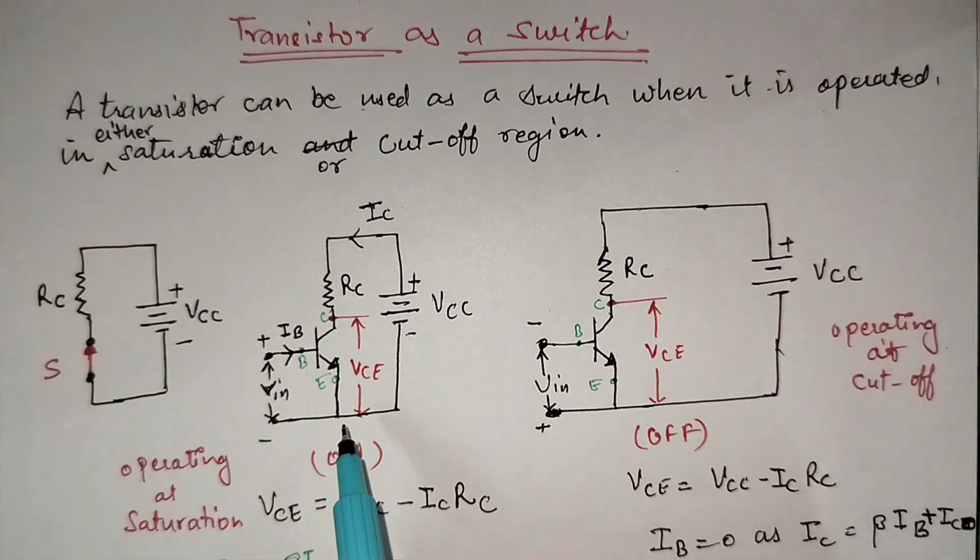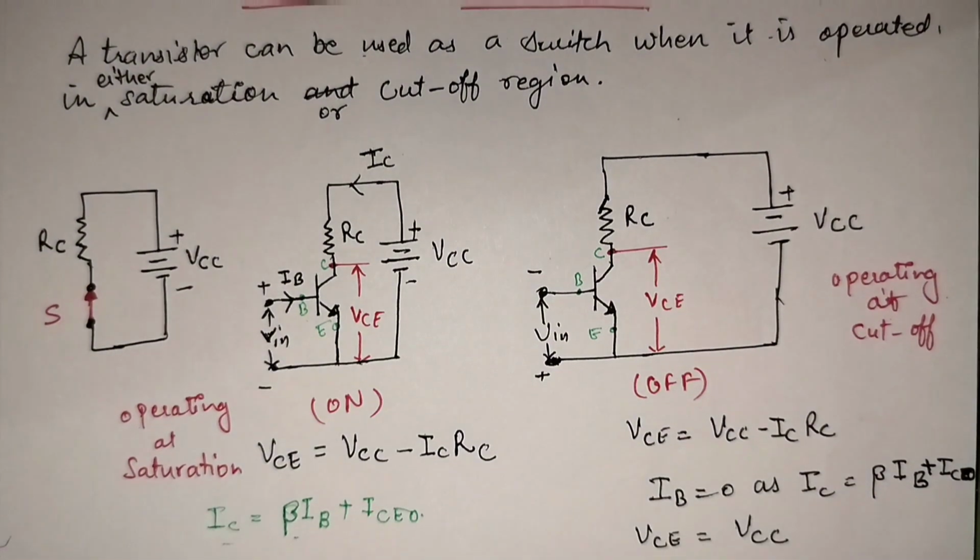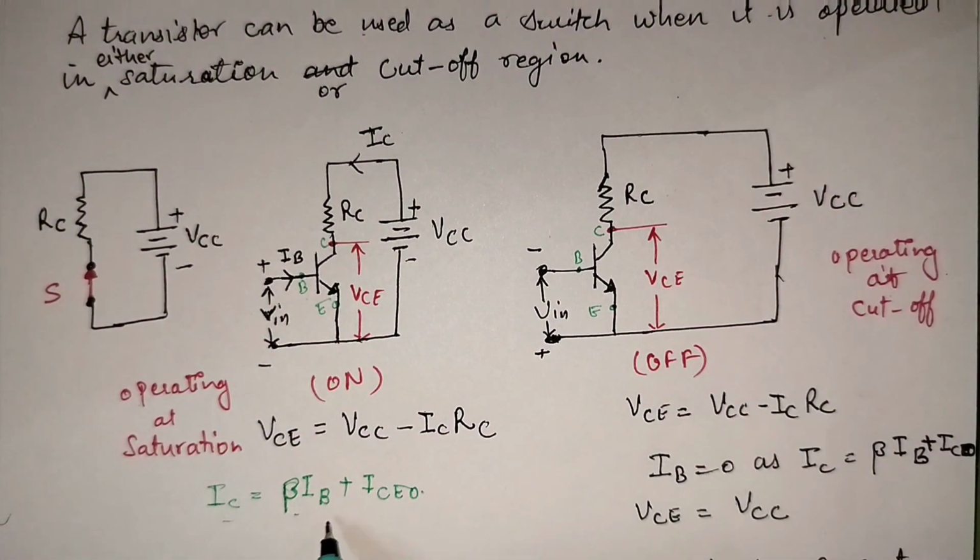Here we have used a common emitter configuration. In case of common emitter configuration, the collector current equation is this: IC equals beta IB plus ICO. This beta is the current amplification factor in common emitter configuration, and this ICO is the leakage current. This is the current from collector to emitter when the base is open.